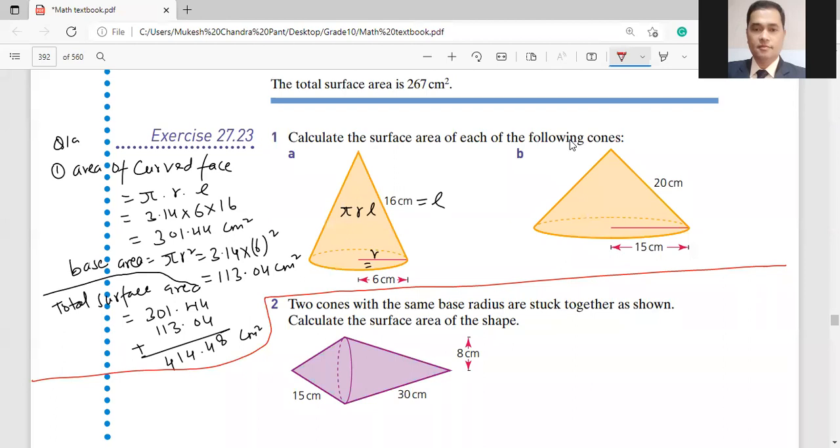So question number 1A. First we find the area of the curved face, that is pi r L, and then the area of the base, that is pi r square. As you can see, the curved area is 301.44 and the base area is 113.04. Then add both areas. That will be the total surface area of the cone.